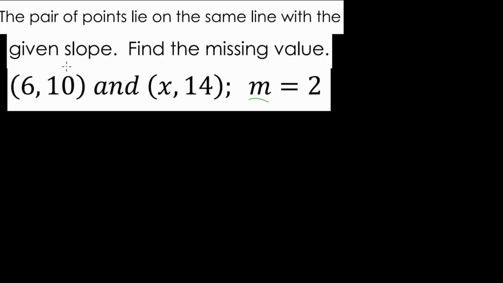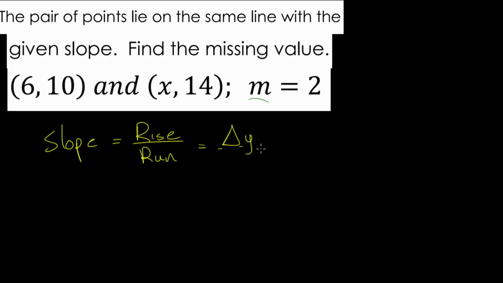Now, we are told what the slope is, and we're told information about two coordinate points on the line, but we don't know the x value for our second point. However, this is something we can figure out if we know how to define slope and how to find its formula. Remember that the slope of the line can be defined as the rise divided by the run, or more precisely as the change in the y values divided by the change in the x values, where this triangle here is just the Greek letter delta, and it means change in.